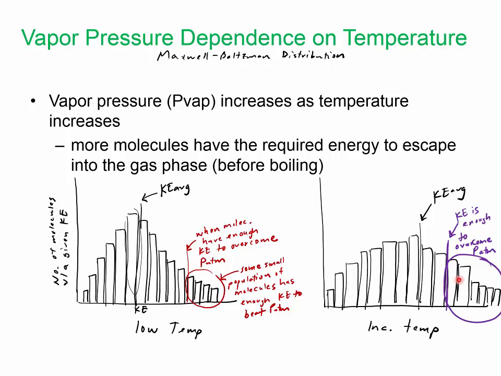So it still hasn't boiled, right? When it boils, it will be when the average, when this point, reaches this cutoff point right here. Then it will, by definition, be boiling. So we've increased the temperature, but it still hasn't boiled.